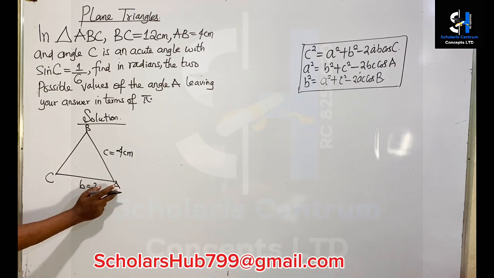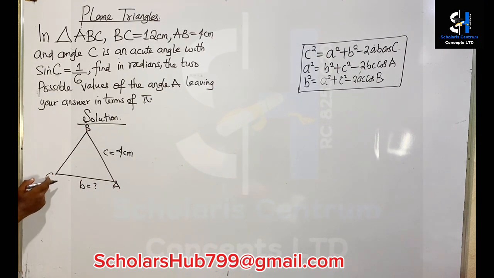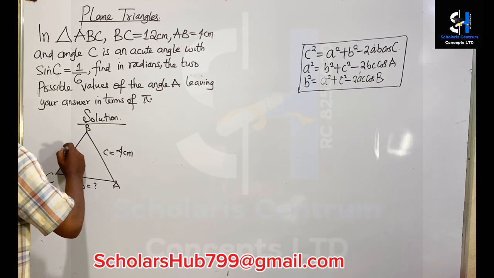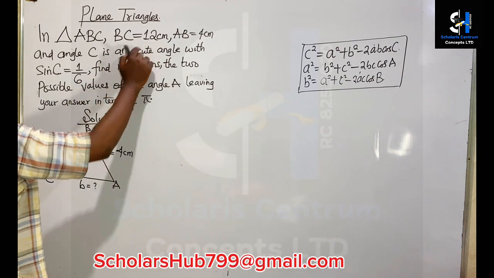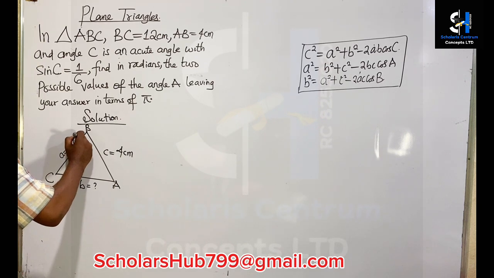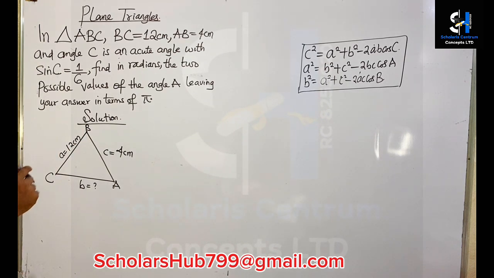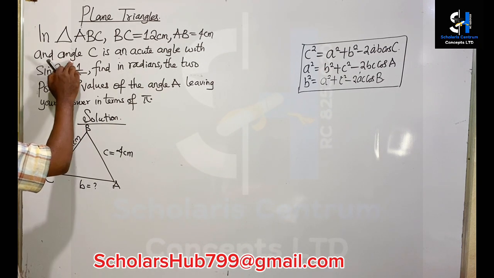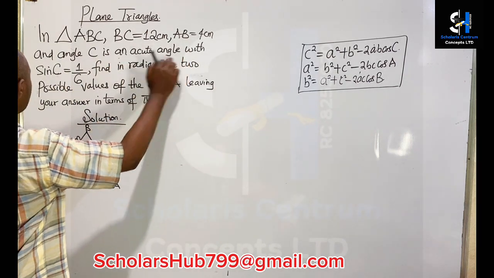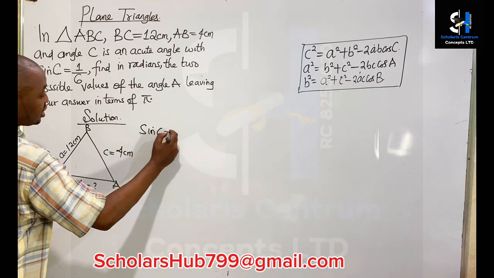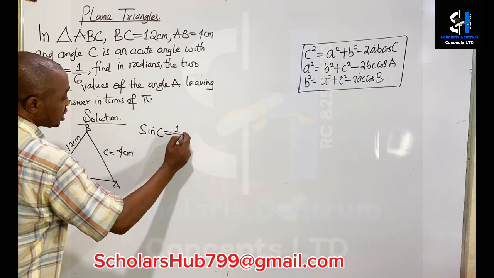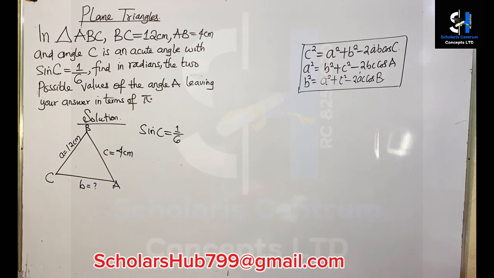Then opposite angle A is side BC, and that will be labeled with lowercase a. BC equals 12 centimeters. Now, angle C is an acute angle with sine C, that is this angle, and we're also given sine C equals 1/6. So find in radians the two possible values of the angle A, leaving your answer in terms of pi.